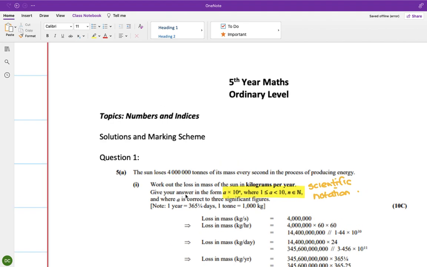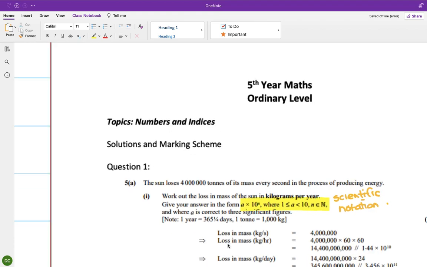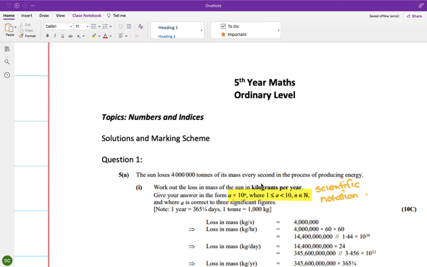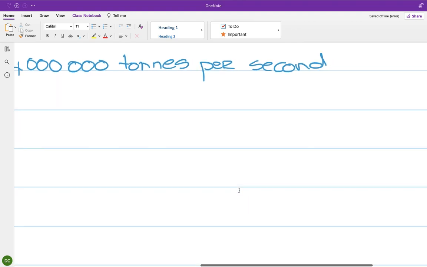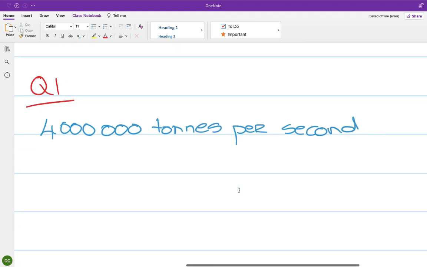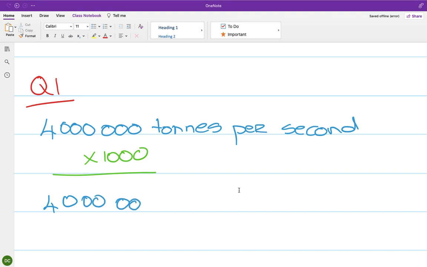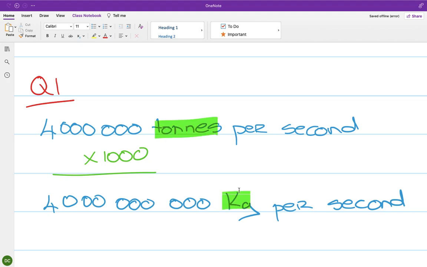Okay, so it says a ton is 1,000 kilograms, and we want it in kilograms. So we're going to go over here, and we're going to multiply this by 1,000, which will give us 4 billion, and that is kilograms per second. So all I've done there is change the tons into kilograms, and we were told there's 1,000 kilograms in a ton, so I just multiply by 1,000.